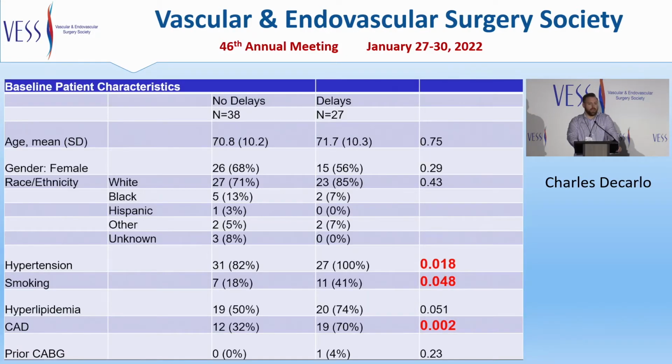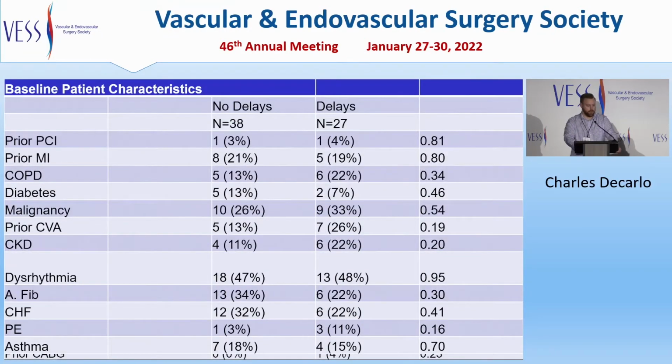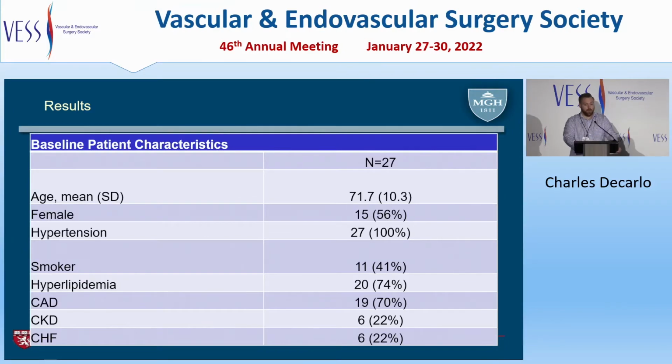In comparing patients who were included in this analysis and patients who were excluded for not having delayed phase imaging, the only differences were the patients that were included were more likely to have hypertension, more likely to be smokers, and more likely to have coronary artery disease. Age, demographics, and other comorbidities were similar between the two groups. The mean age of our cohort was 72 years, and 56% of patients were female. 100% had hypertension, and coronary artery disease and hyperlipidemia were also common within the cohort.